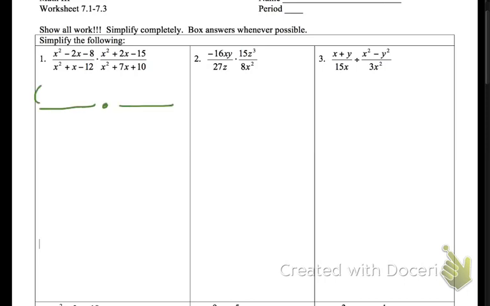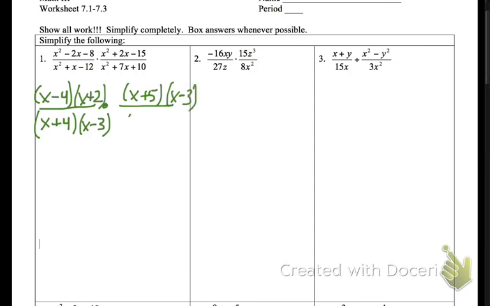With my factoring skills, I know that you get an x minus 4 times an x plus 2. And then we get in the denominator an x plus 4 and an x minus 3. And this one over here we get an x plus 5, x minus 3. And then this one we get x plus 5, x plus 2.